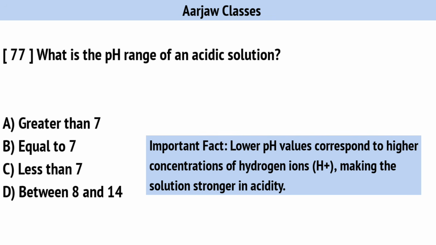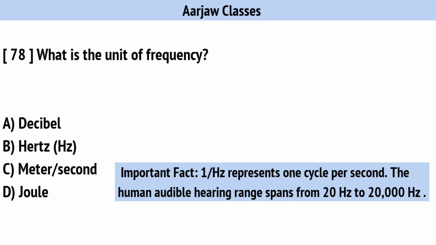What is the pH range of an acidic solution? Correct option is C, less than 7. What is the unit of frequency? Correct option is B, Hertz.